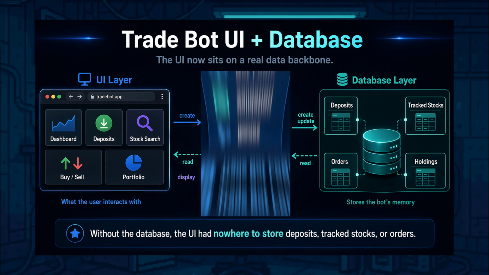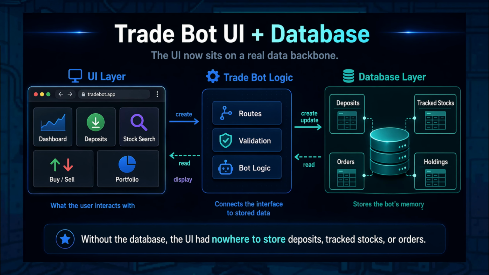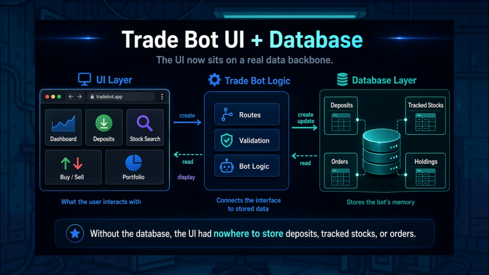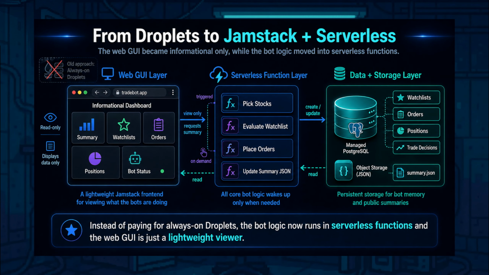Let's look at the current architecture. Everything is bundled into one Docker container and hosted on a DigitalOcean droplet. The user interface, bot logic, and database connection all live in one place. That makes it simple to run, but expensive to scale. Every new bot risks becoming another always-on container. Let's look at where the architecture is heading next.